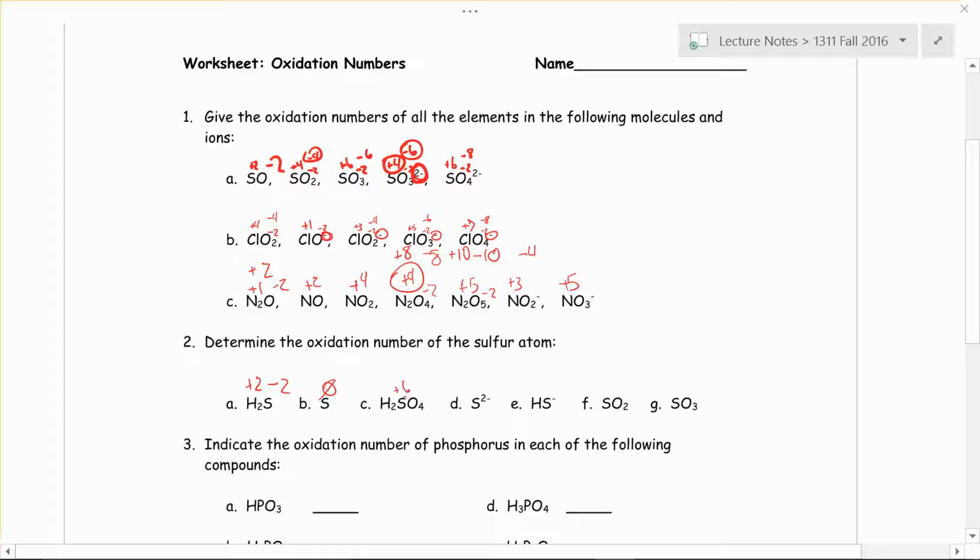Plus 6, because each oxygen is negative 2. Negative 2 times 4 is negative 8. We have 2 hydrogens that balance 2 of those negative 8s, and what's left over? Plus 6. Okay? This one's 2 negative, right? What about the next one?